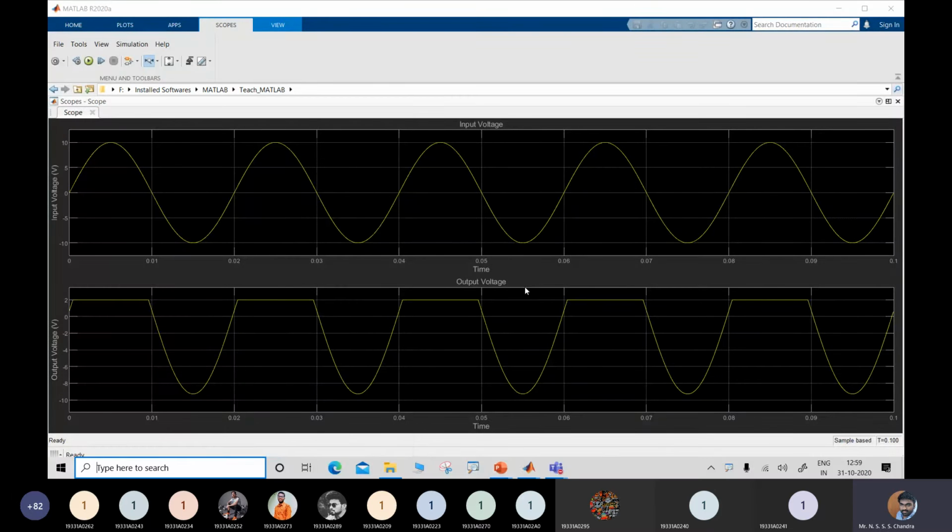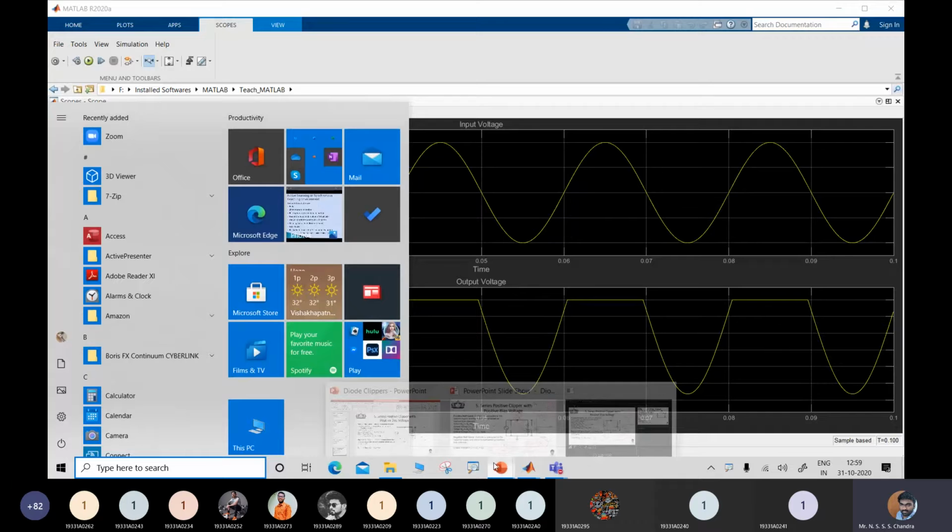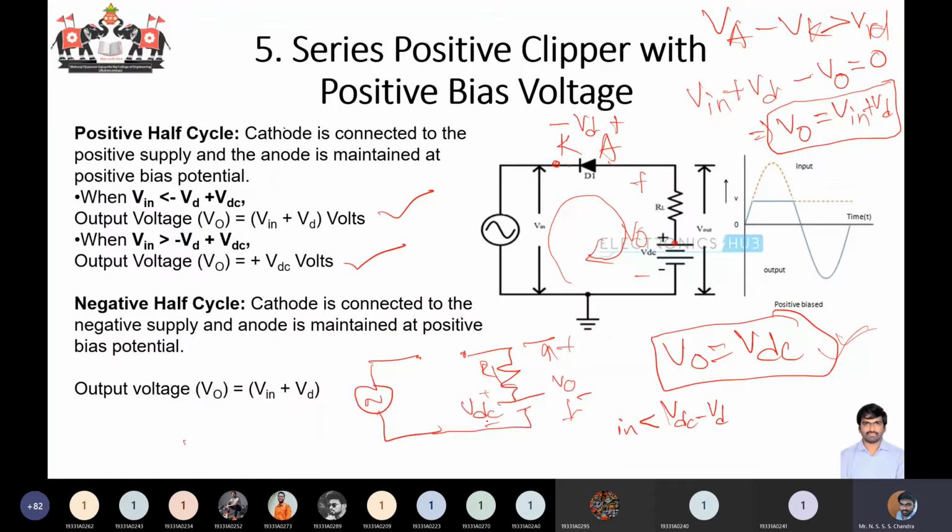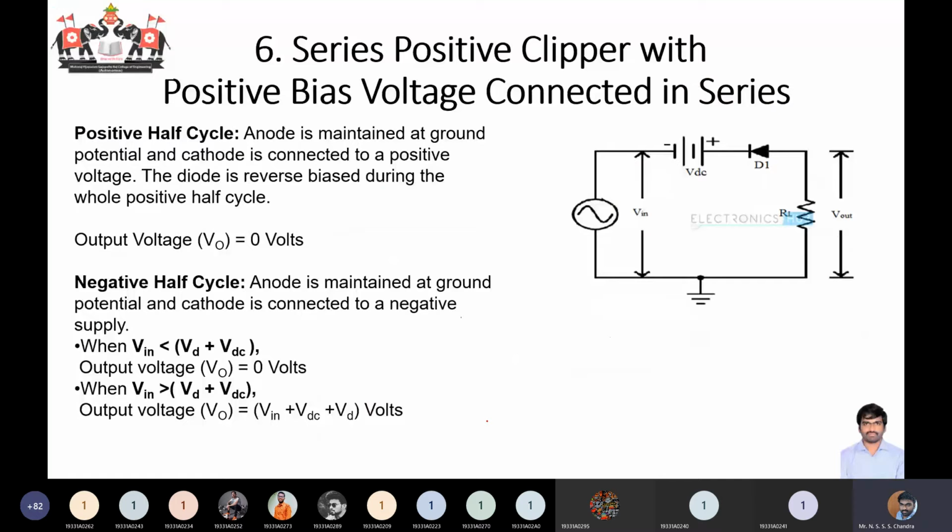Okay, so with this, we'll finish this and then we'll move on to the next one. So in this circuit, can you see the sixth circuit? Series positive clipper with positive bias voltage connected in series. So here the bias voltage is not in series with a load resistor, but it's in series with the voltage source.